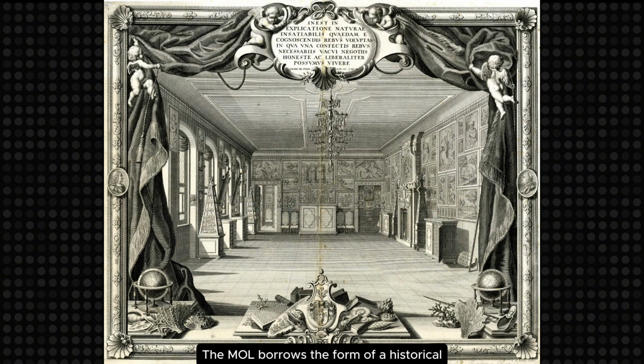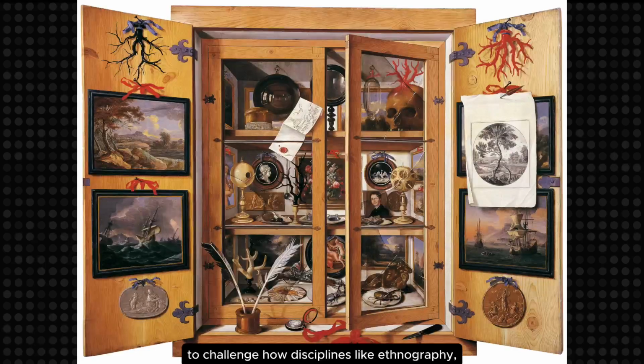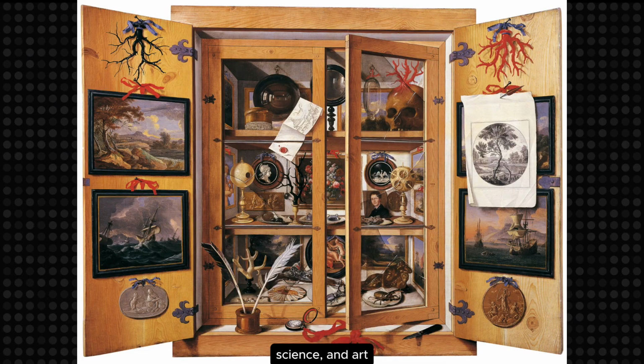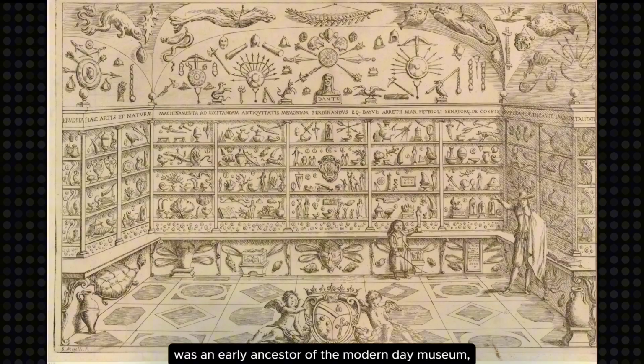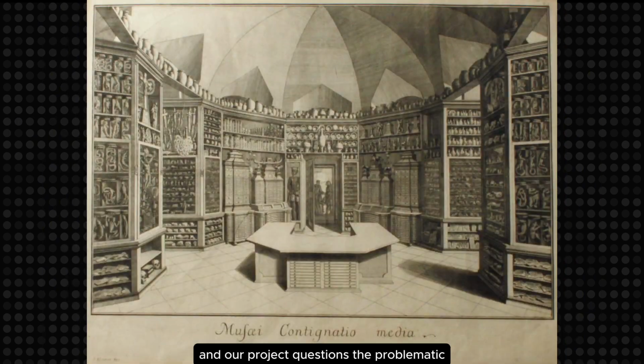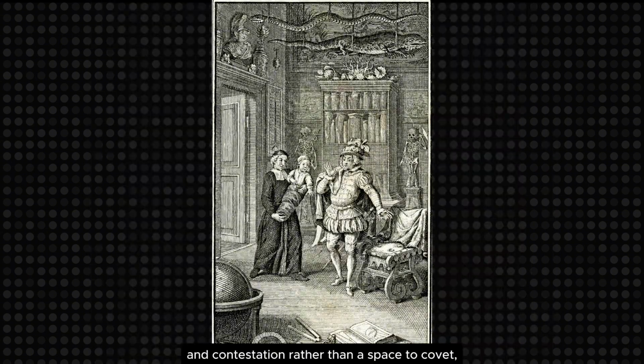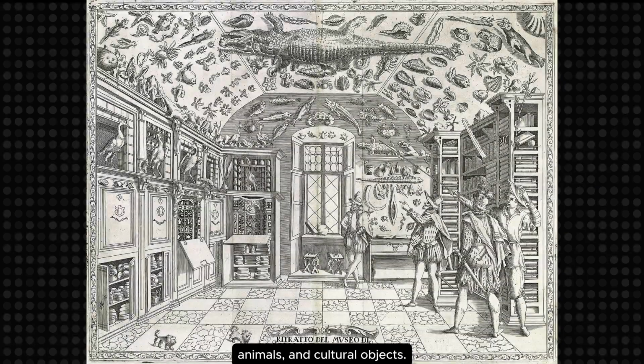The MOLE borrows the form of a historical Western curiosity cabinet to challenge how disciplines like ethnography, science, and art organized and classified information and knowledge. The Curiosity Cabinet was an early ancestor of the modern-day museum, and our project questions the problematic colonial history of museology. MOLE subverts the Curio Cabinet as a site of reappropriation and contestation rather than a space to covet, fetishize, and other people, animals, and cultural objects.